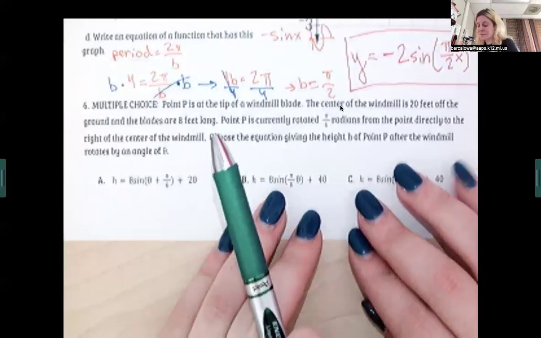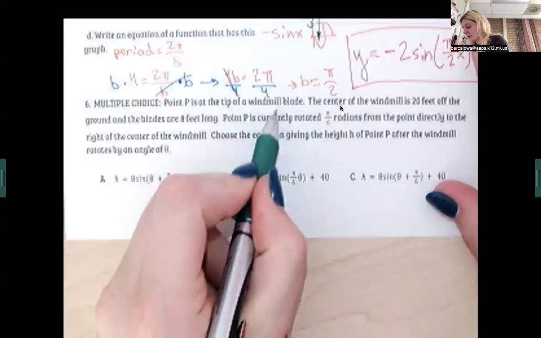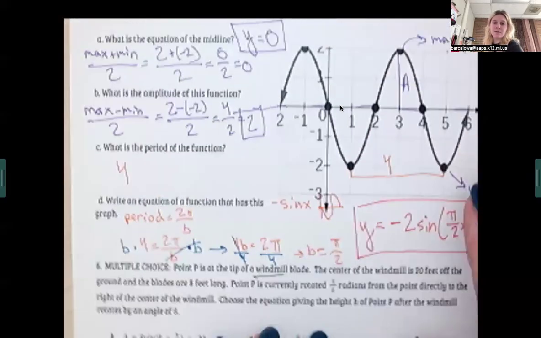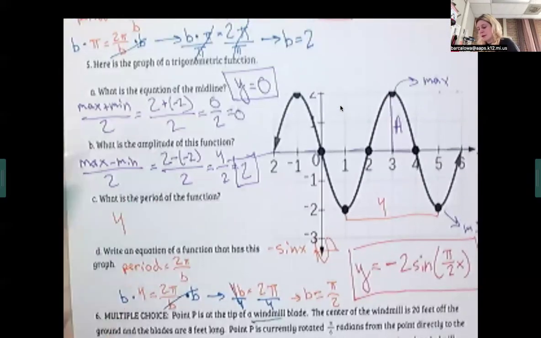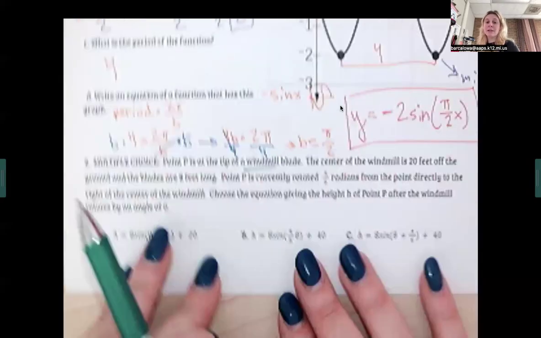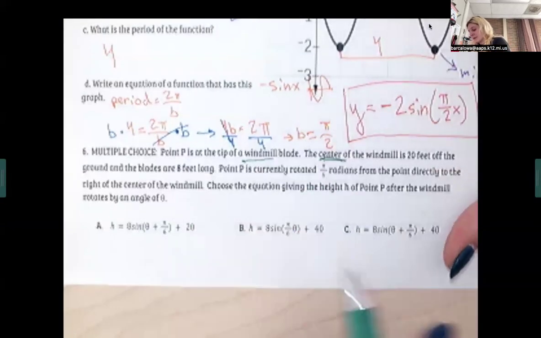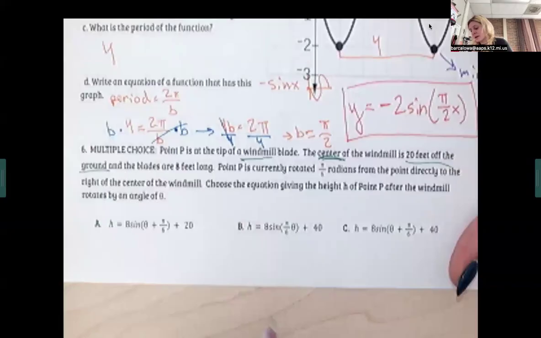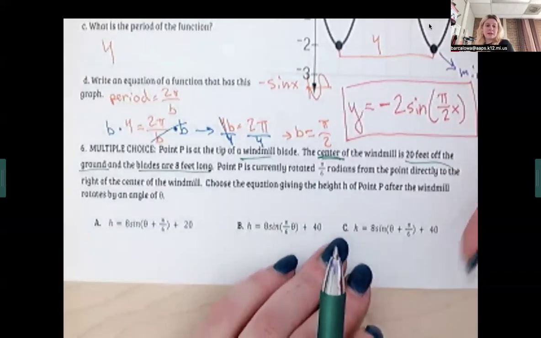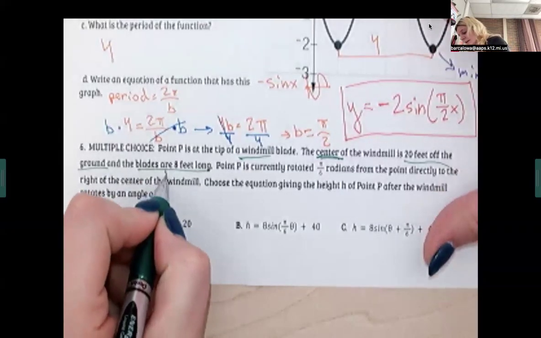So multiple choice. Point P is at the tip of a windmill blade. So that is our circular object, a windmill. All these words that we've been using for the graph, amplitude, period, midline, those are all graph words. Now we need to start thinking about circle words. The center is 20 feet off the ground, and the blades are 8 feet long. That's going to be our radius. Radius is a circle word, amplitude is a graph word. Blades are 8 feet long, that is our radius.